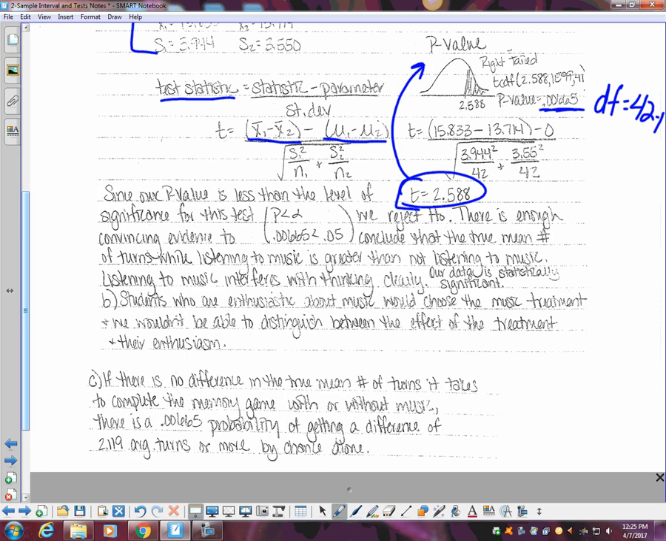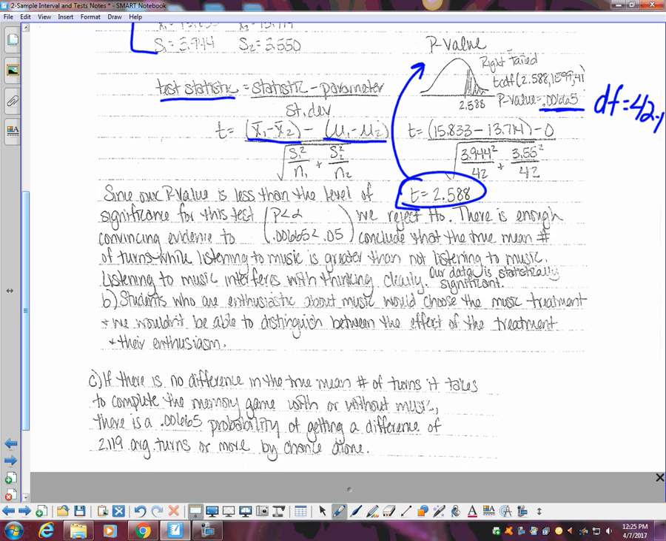Always label it. Since our p-value is less than the level of significance for this test, we reject H sub O. Our p-value is tiny, so not much stood a chance. There is enough convincing evidence to conclude that the true mean number of turns while listening to music is greater than not listening to music. Again, that's your very clinical sentence. Then here's your, okay, I'm going to make it make sense: listening to music interferes with thinking clearly. And you could write that sentence a bunch of different ways. But give me a very cold, statsy kind of sentence, and then do a you're-talking-to-the-public kind of sentence. Our data is statistically significant because it made us change our mind.